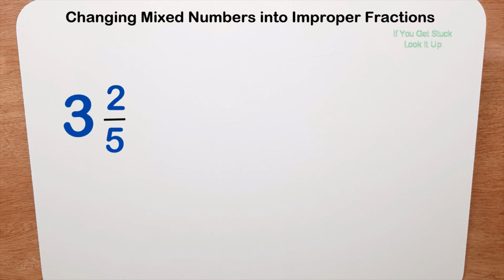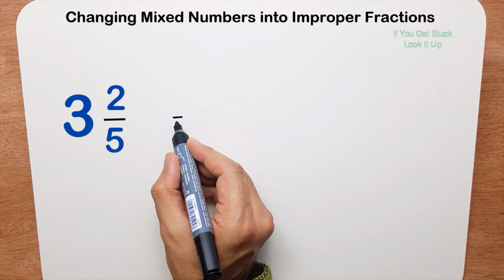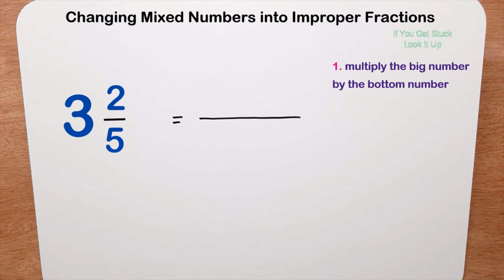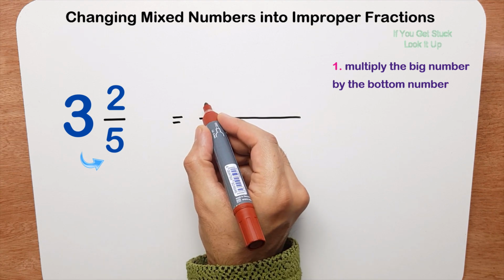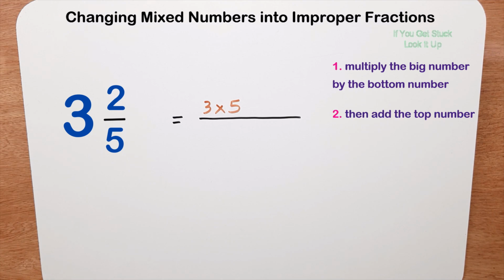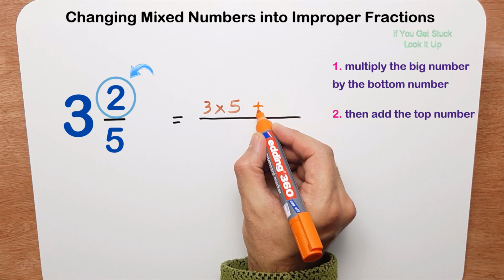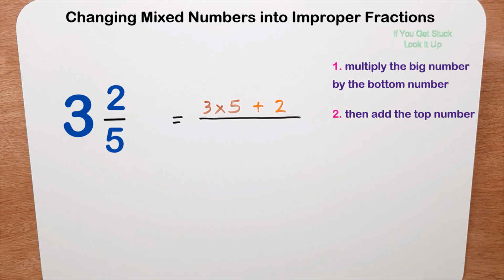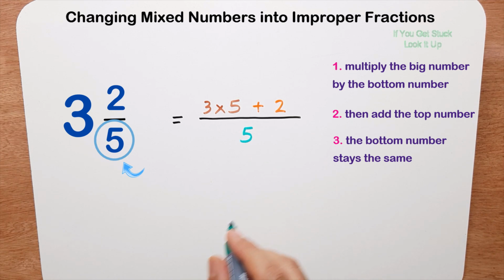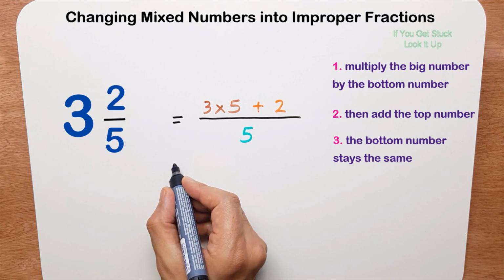So this is the last example, 3 2/5. Let's start. Put the fraction line down, a long one. Step 1 is the big number times the bottom number, 3 times 5. We can write that here. Step 2 is to add the top number, plus 2. And step 3 is to keep the denominator the same. So the 5 stays the same. Our next step is to simplify this.